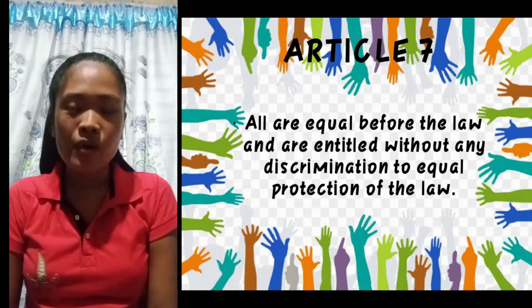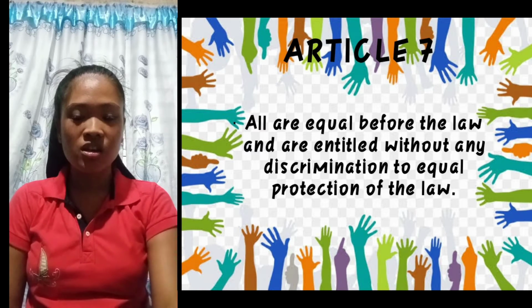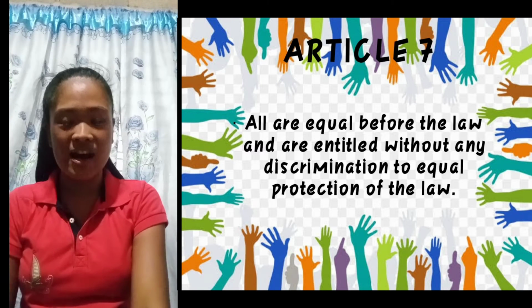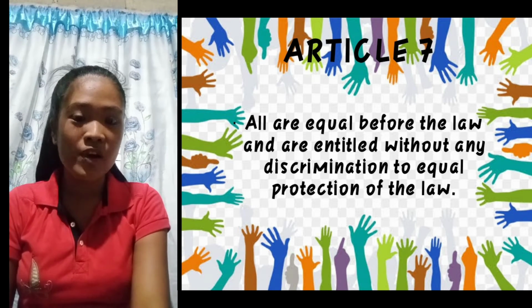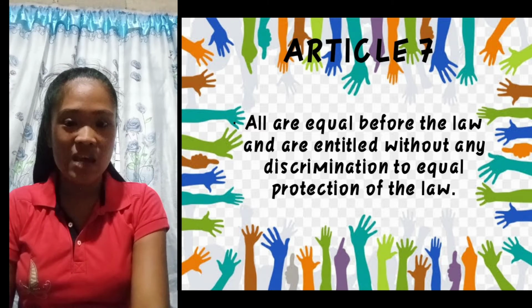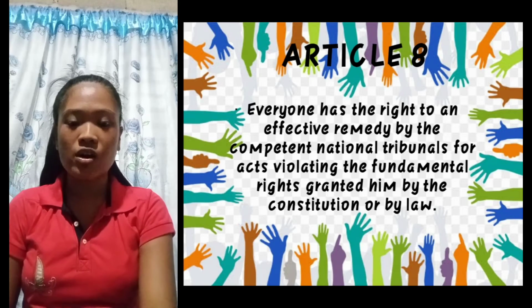People just don't think about the possibility that what they do will later bounce back on them. They did not think first before discriminating, before bullying their classmates. Next is Article number 8.